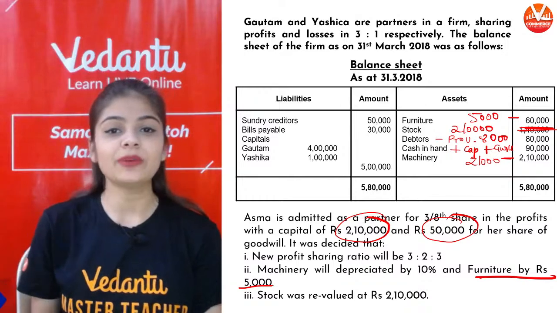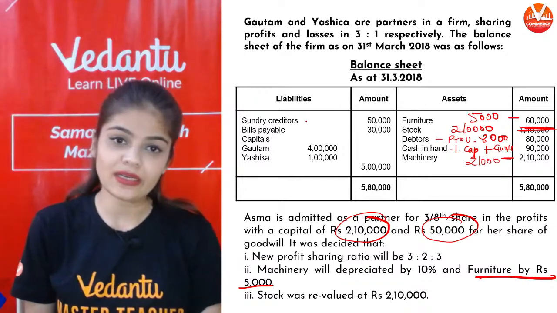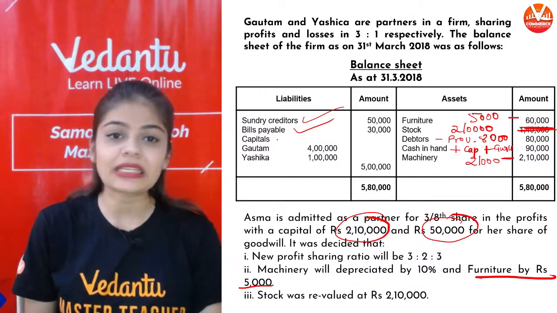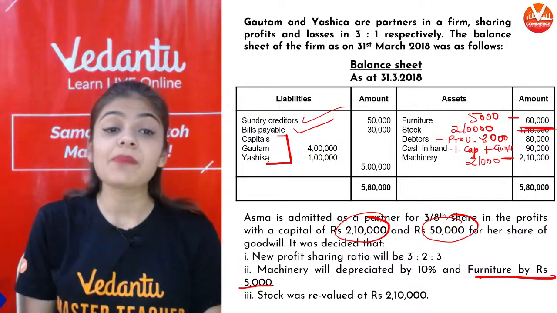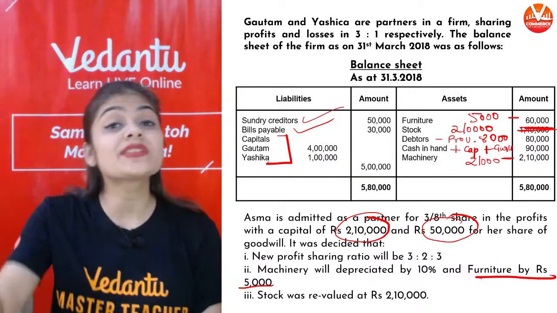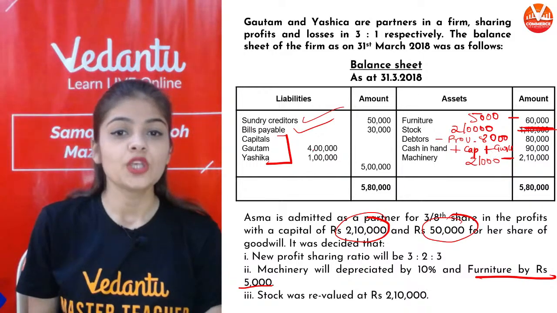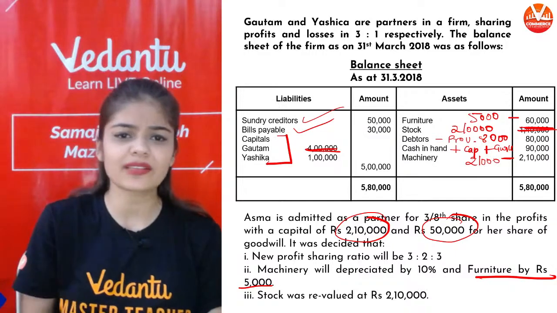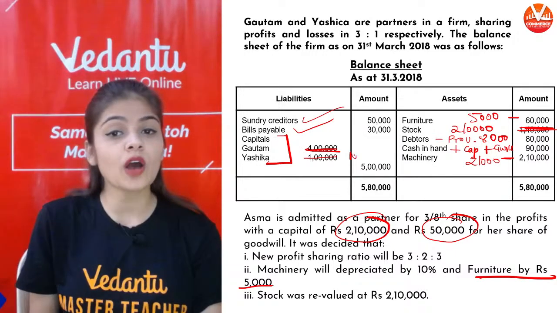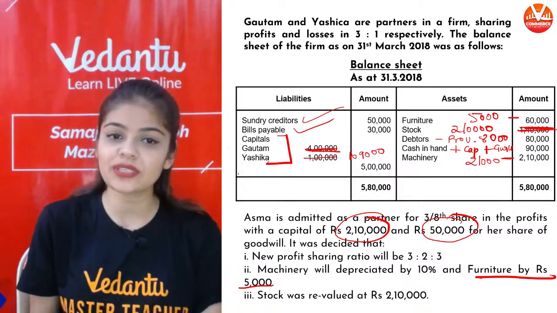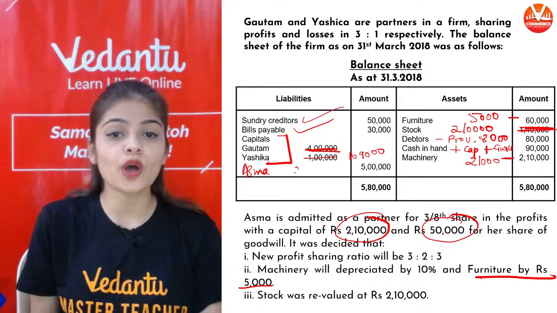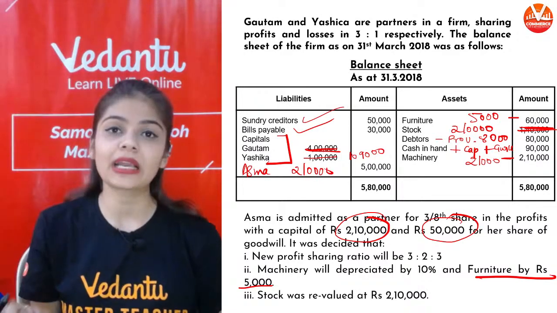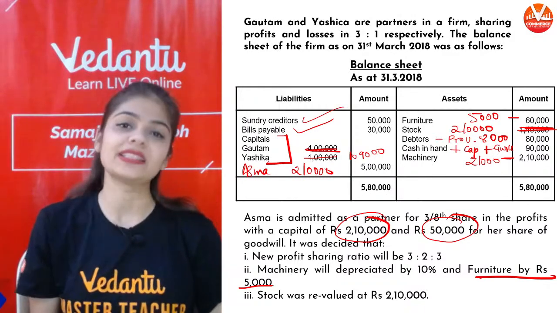Now on the liability side, we will record creditors, that will remain as it is. We will record bills payable, it will remain as it is. In capitals, you have to record the closing balances of the capital accounts. So Gotham capital was 4,77,000, Yashika capital was 1,09,000, and Asma capital was 2,10,000. So now the closing balances of the capital accounts will be recorded in the balance sheet.